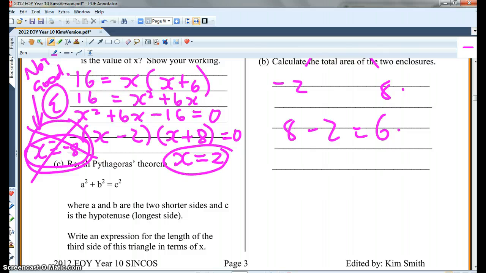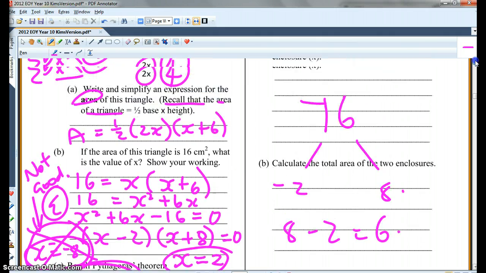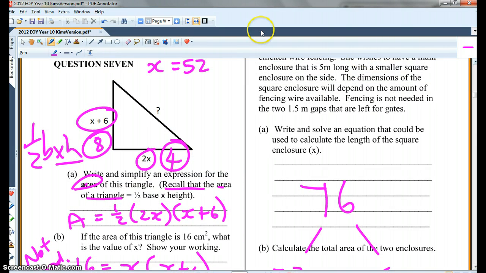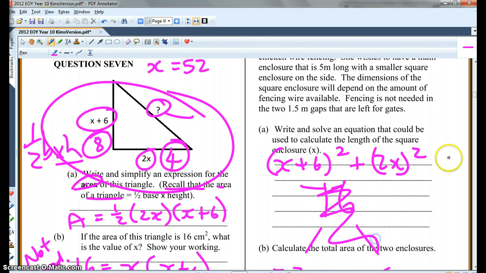Okay, recall Pythagoras' theorem. A squared plus b squared equals c squared, where a and b are the shorter sides and c is the hypotenuse. Write an expression for the length of the third side in terms of x. So if we go back to our drawing here, we're trying to find this as our third side. So what is that going to be? We're going to have x plus 6 squared plus 2x squared, and that's going to equal our hypotenuse squared.